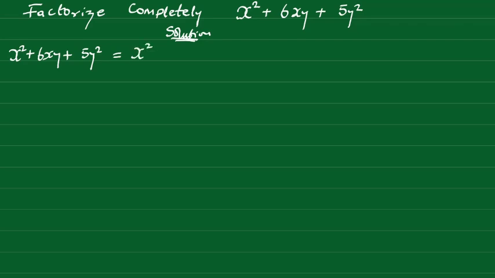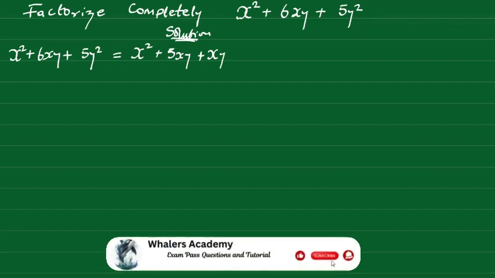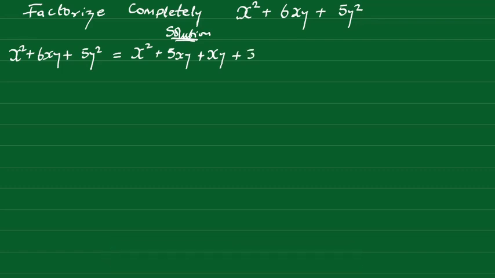x squared plus 5xy, and plus 1. We take the place of plus 6, so we have a plus 5xy plus xy, which is the same thing as 1xy, plus 5y squared.